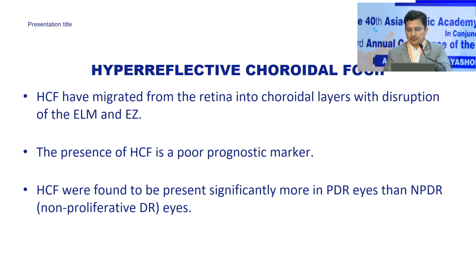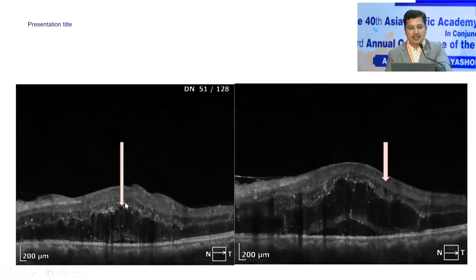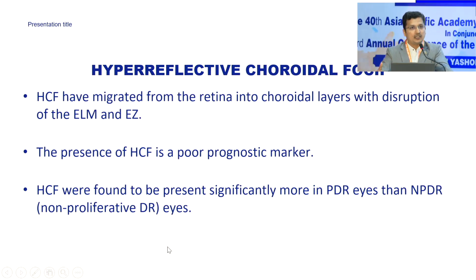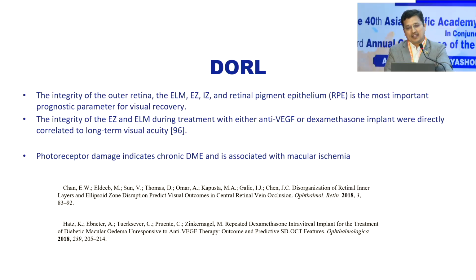So with time, these hyperreflective foci, if there is no treatment or if there is a delay in the treatment, they migrate deep. So they go into the deeper layers and then the choroid. Once they enter the choroidal layers, the prognosis is significantly bad, and they are responsible for reducing the capacity of the outer layers, that is the EZ and the retinal pigment epithelium, and hence the treatment will usually be ineffective if you see a hyperreflective choroidal foci.